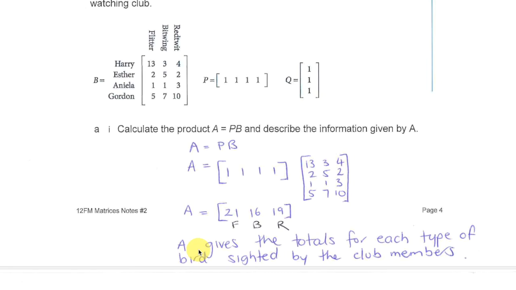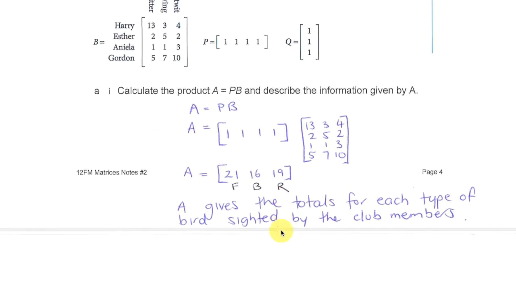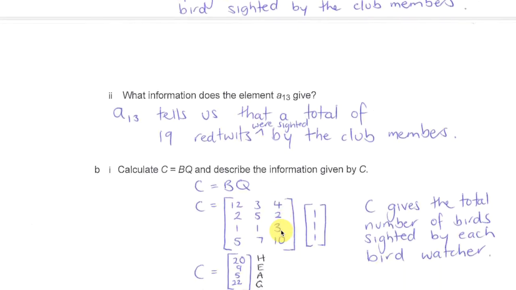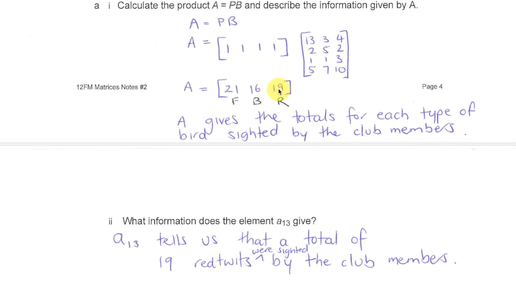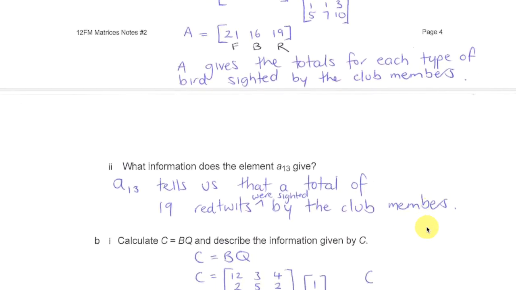So what it's actually provided us with is that A gives the totals for each type of bird sighted by the club members. So there were 21 of the F type of bird, 16 of the B type, and 19 times the redwit bird has been seen. What information does A13 provide us with? So row 1, column 3. If we go back to matrix A, there you can see we've got a 19, and that tells us that on 19 occasions the redwit was seen by club members.